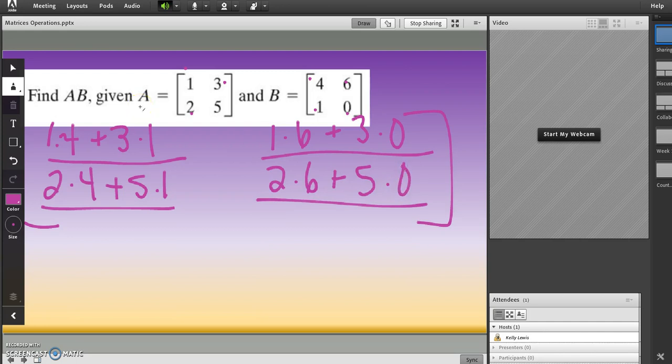Right, now let's simplify. 1 times 4 plus 3 times 1, so 4 plus 3, so I have 7. 1 times 6 is 6. 3 times 0 is 0, so I have 6. 2 times 4 is 8. 5 times 1 is 5, so 8 plus 5, so 13. 2 times 6 is 12, and then 5 times 0 is 0, so I just have 12. And that's my answer. Double check that one real quick. Yep, perfect. And that's matrix multiplication.